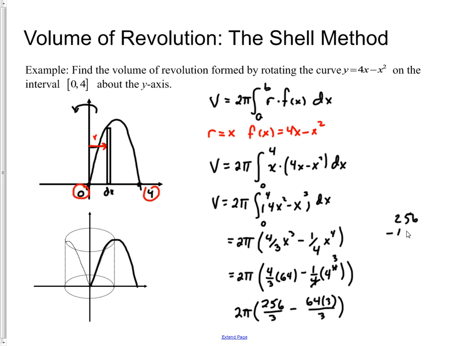All right, so we've got 256 minus 192. That looks like 64. We multiply that by 2, so we've got 128 pi over 3 as the volume of this solid. So that's how we do it. A little number work here, but not too bad, right?